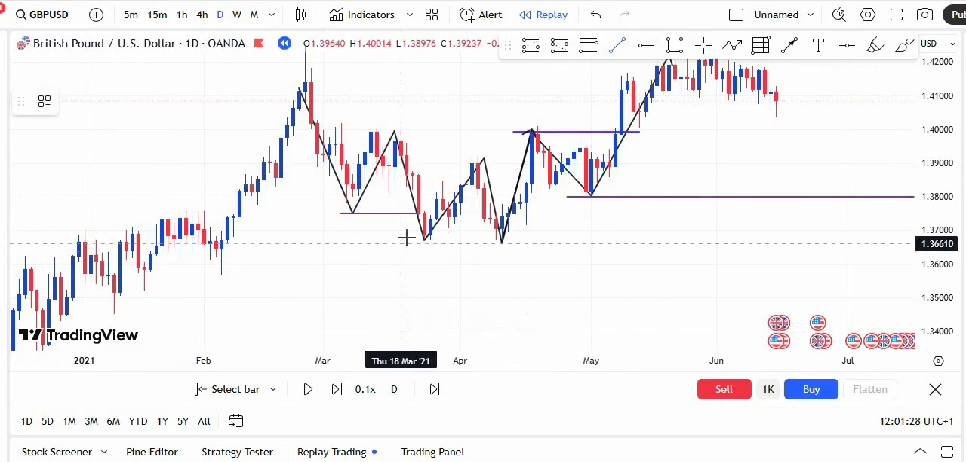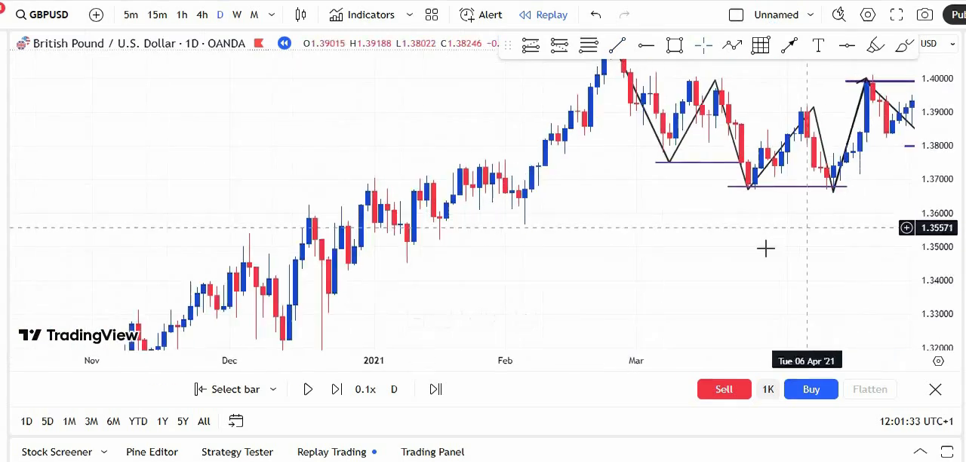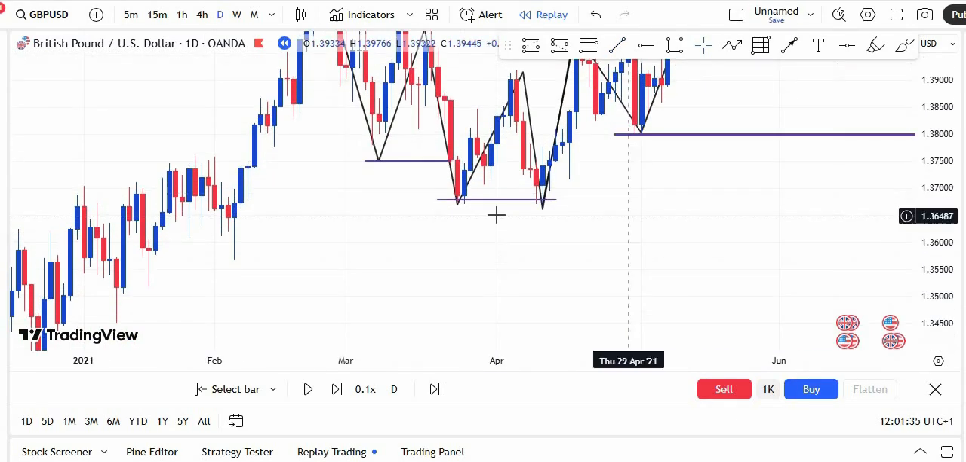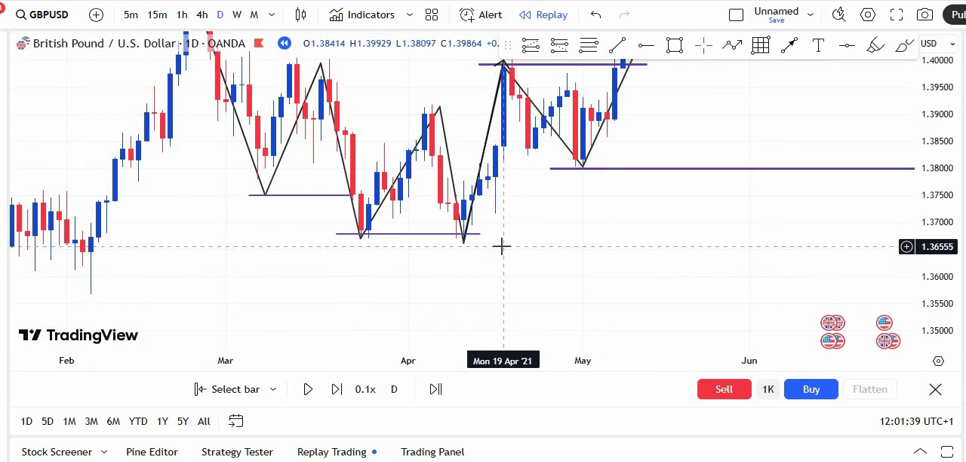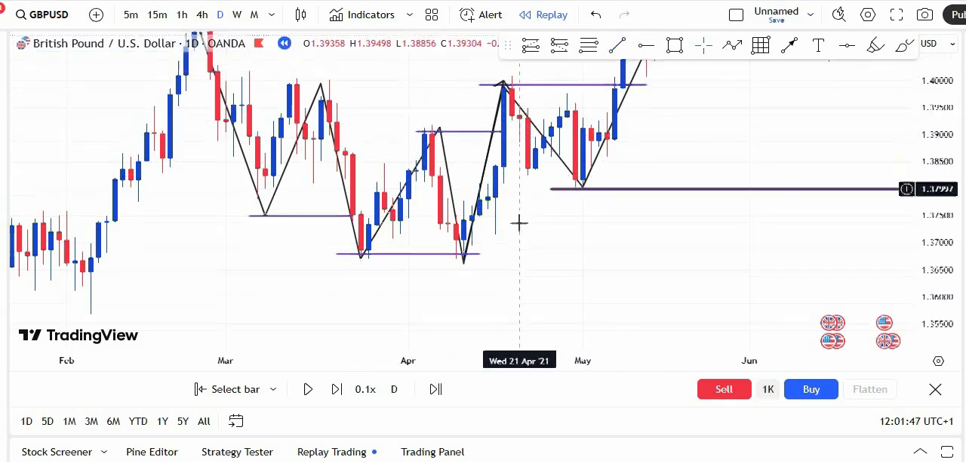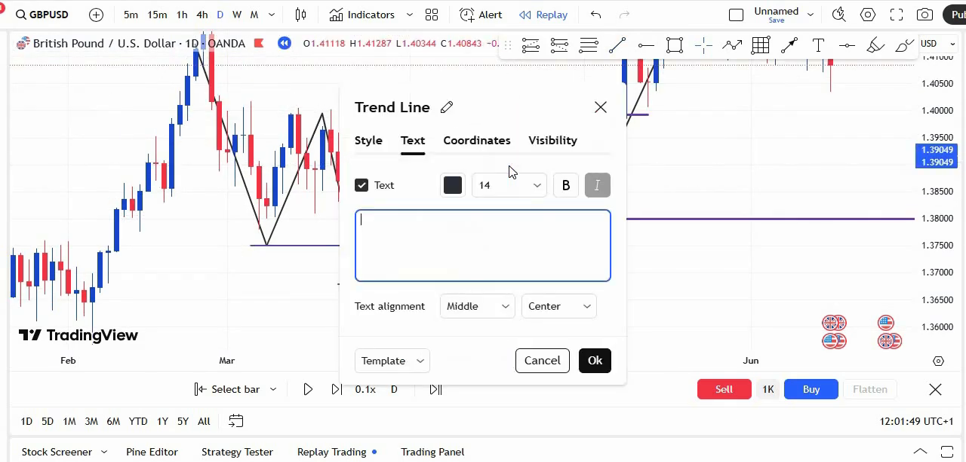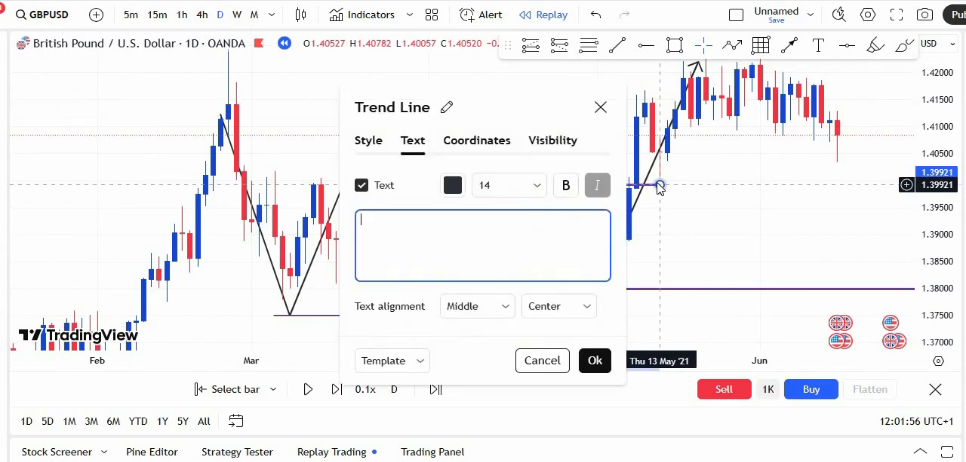Are you getting me? This is a break in structure. This should have been a break in structure, but the market decided to create a double bottom, which is a strong indication that the market is moving to the upside. Then the confirmation is going to be the break of the previous high, which is this, which made it a change of character. Now then, this is going to be a break of structure, BOS.